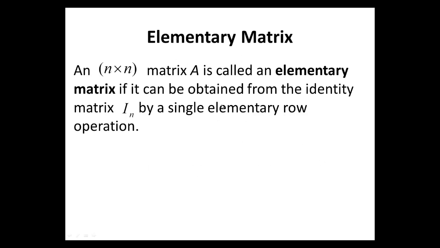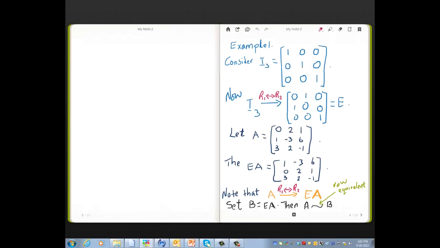Elementary matrix definition. An n by n matrix A is called an elementary matrix if it can be obtained from the identity matrix In by a single elementary row operation. So, A is an elementary matrix if A can be obtained from the identity matrix by a single elementary row operation. Let's look at an example.